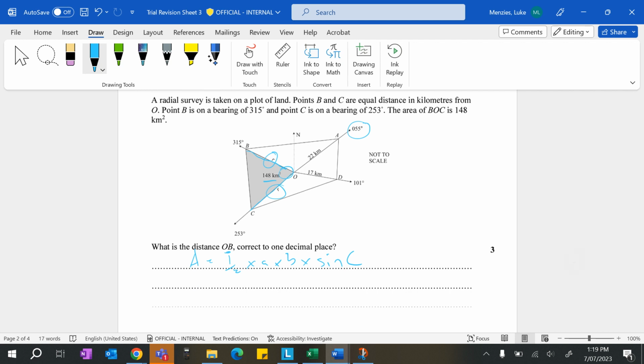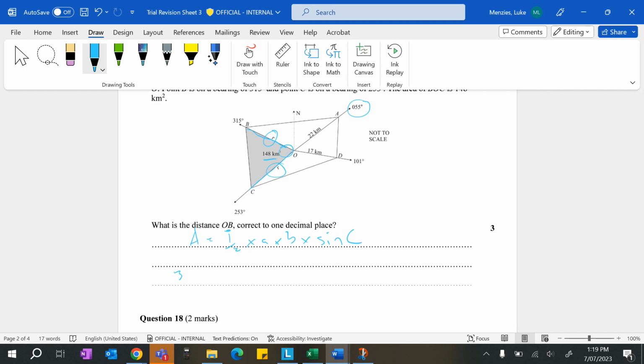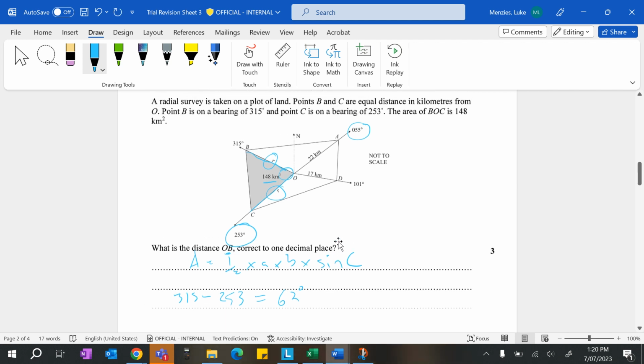Now that's just saying, find these sides and then use the angle. How do I find the angle? Good question. We're just going to say 315 minus 253, and that should give us an angle of, what's that? 62 degrees. Okay, so that's one mark, 62 degrees. I really should have given myself a lot more room than this, but we'll move on. I think I fixed it on the page. Well done, me. I've run out of room already.